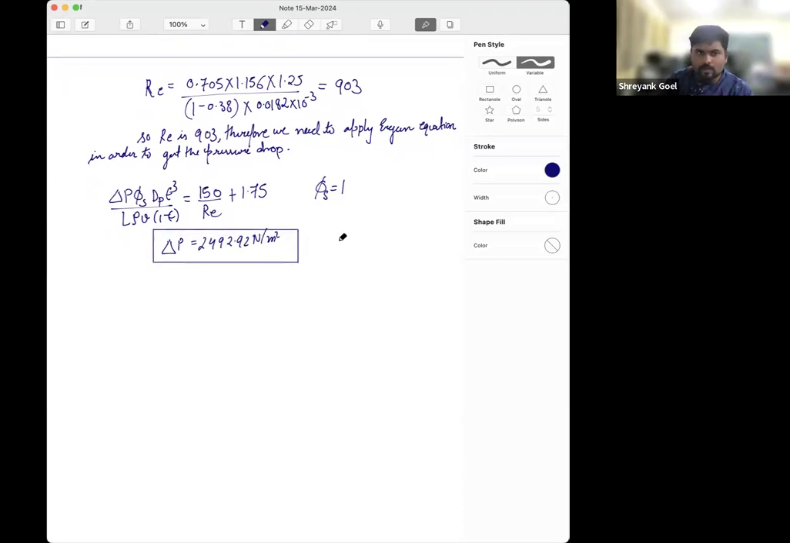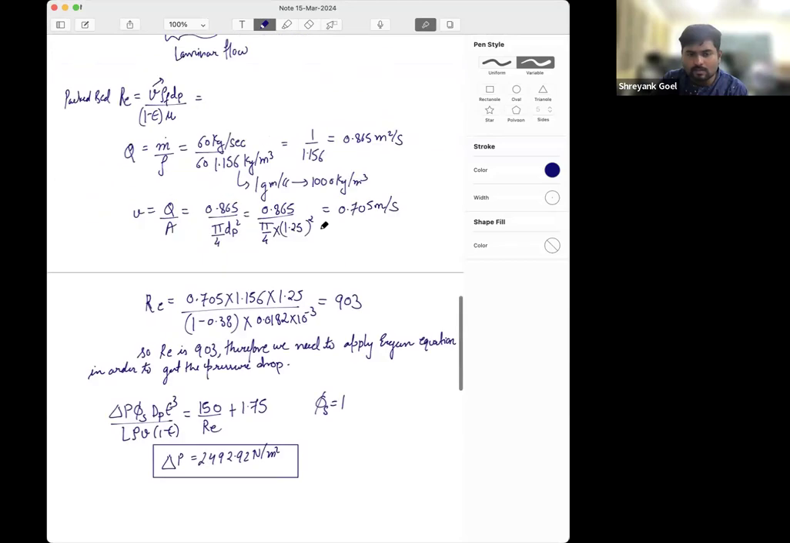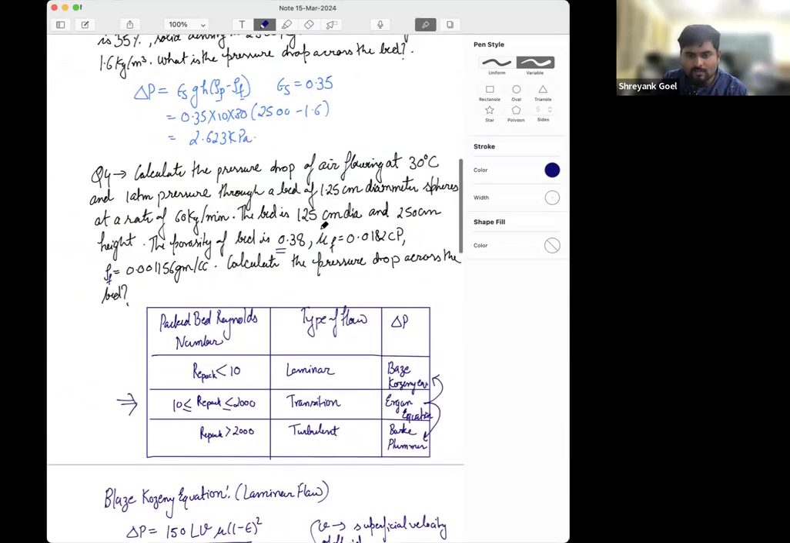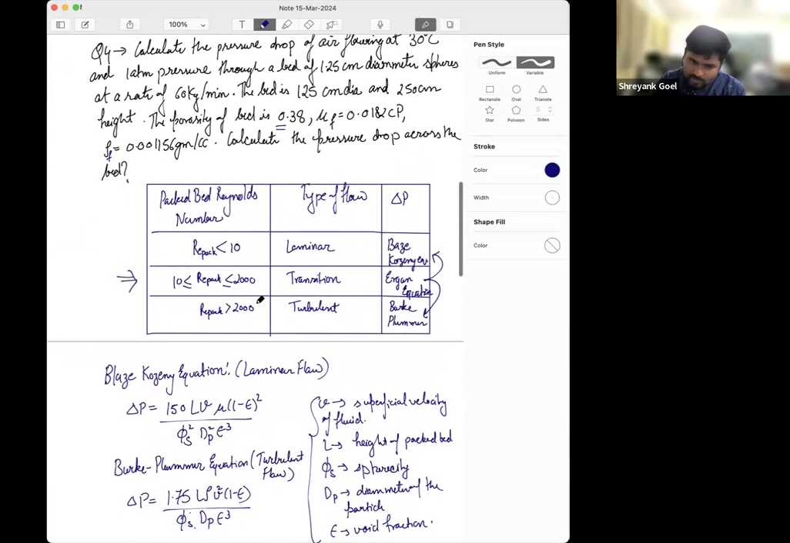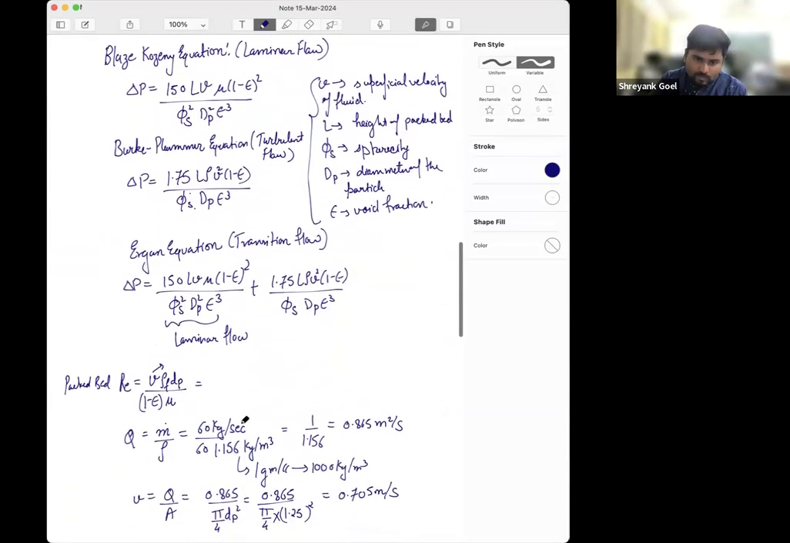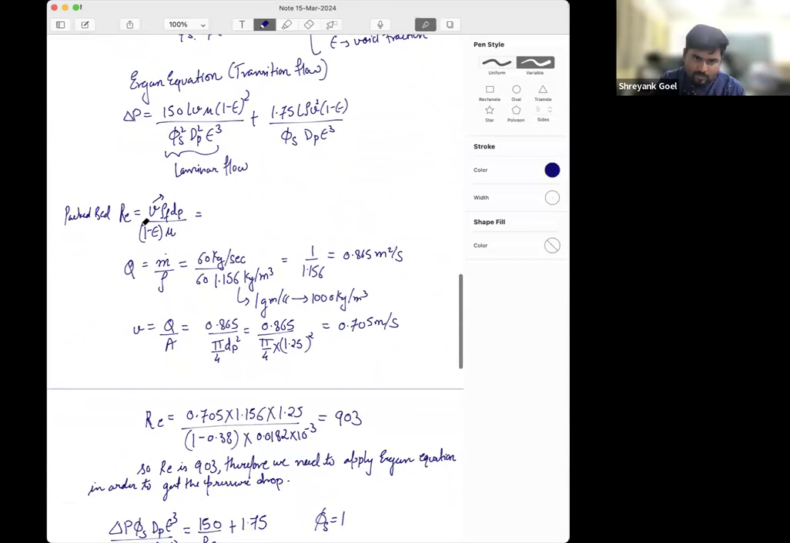Okay, so I think that's the concept that is there. The main concept is that you should know what is going on here. You need to calculate the packed bed Reynolds number, and you should use the correct formula for that. This is the superficial fluid velocity, so V is everywhere the same. L is the height of the pack.